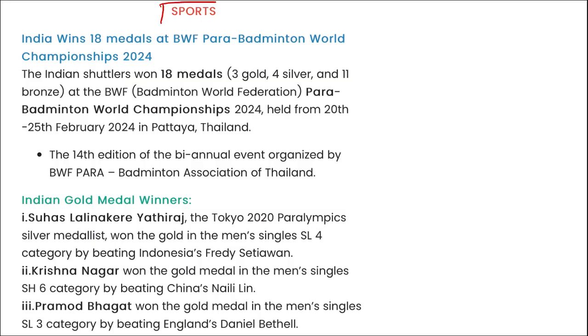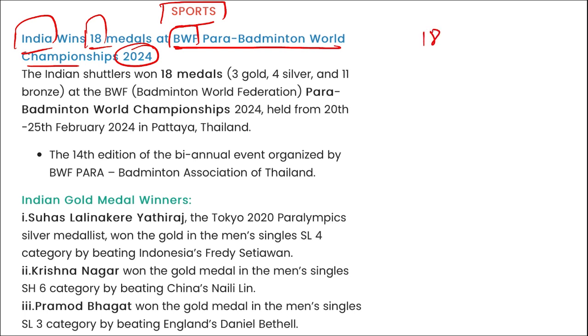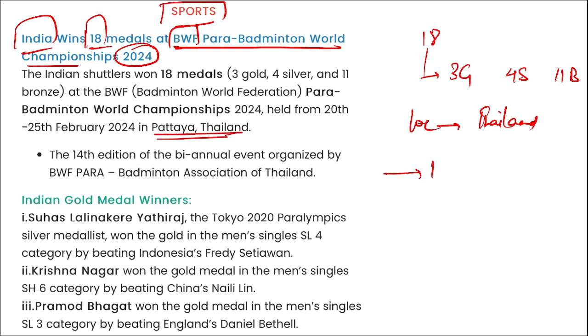Next, sports. India has won 18 medals at the BWF Para Badminton World Championship 2024. Out of these 18 medals, 3 were gold, 4 silver, and 11 bronze. Where was this championship held? Location is important. It was held in Pattaya, Thailand, and this was the 14th edition of this biannual event, hosted by the Badminton Association of Thailand.